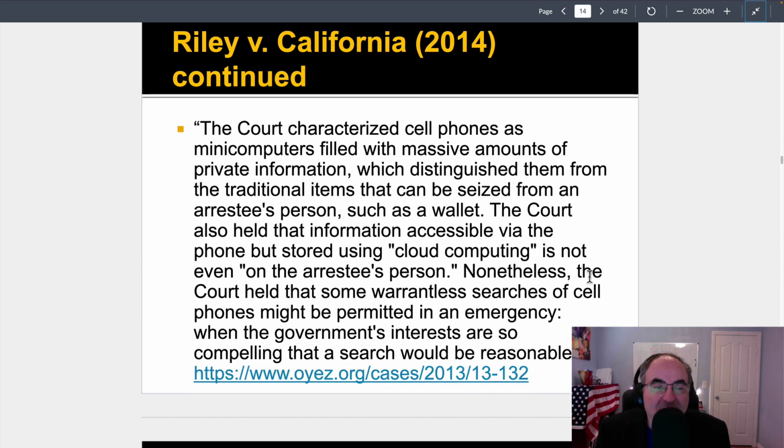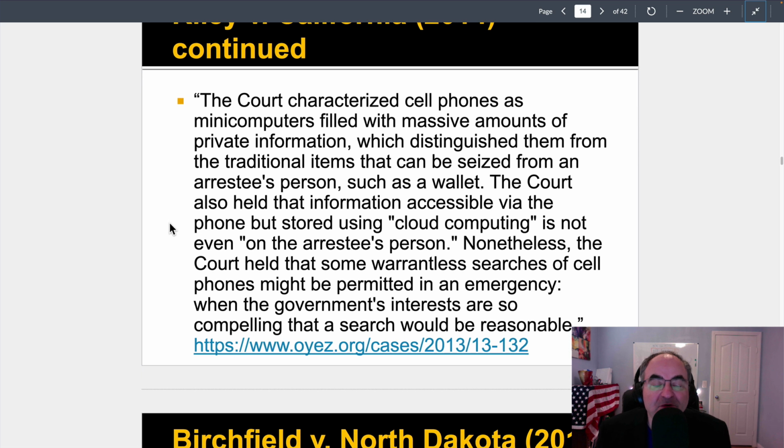Justice Roberts went on to say that cell phones are mini computers that are filled with massive amounts of private information, which distinguish them from traditional items that can be seized from an arrestee's person, such as a wallet. The court also held that information accessible via the phone but stored using cloud computing is not even on the arrestee's person. Nonetheless, the court held that some warrantless searches of cell phones might be permitted in an emergency when the government's interests are so compelling that a search would be reasonable.